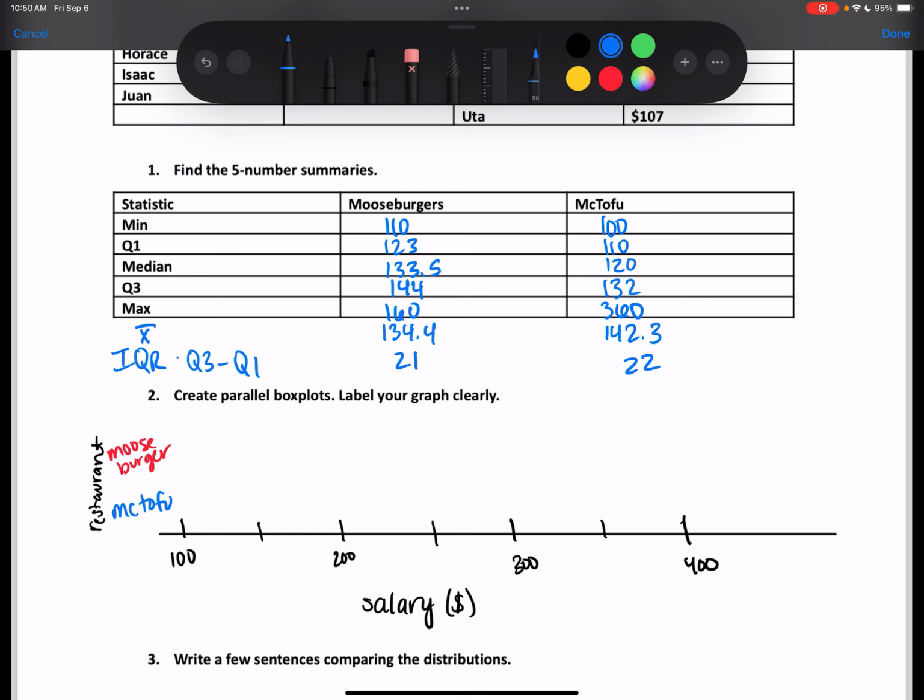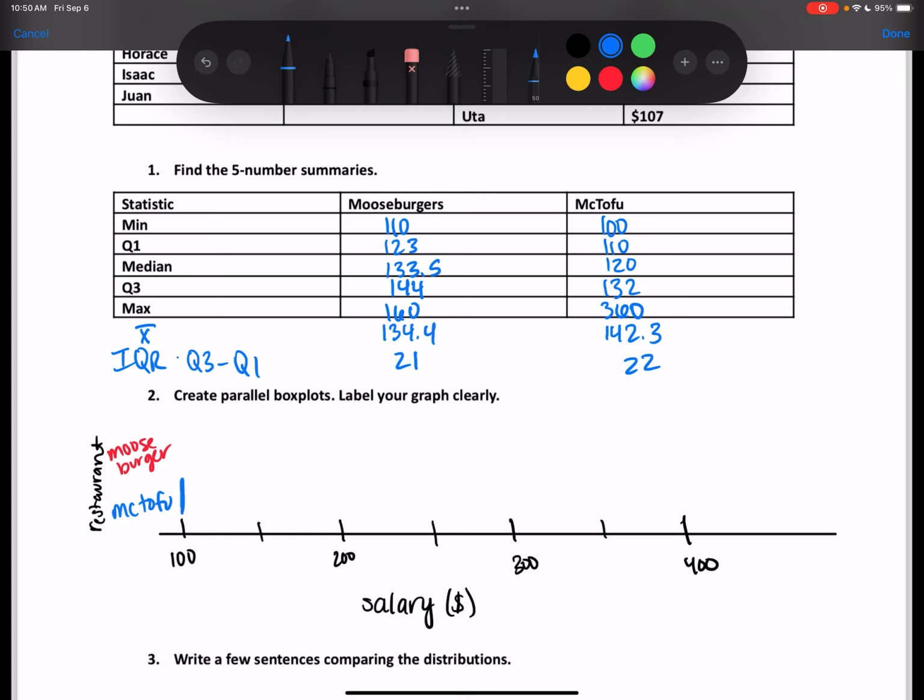All right, so I'm gonna do McTofu first since it's the one I put on the bottom. So my min is at 100. There's not a specific question that asks what my outliers are here, but I know that 360 is going to be an outlier. That's just easy to tell, but we can do the math for it if y'all want to see it. So even though 360 is the max, since it's an outlier, we're not putting that in.